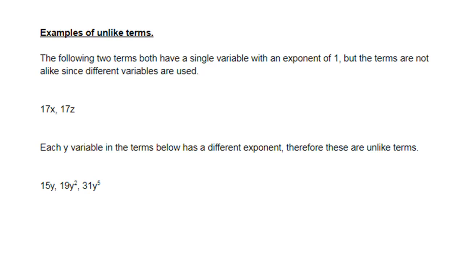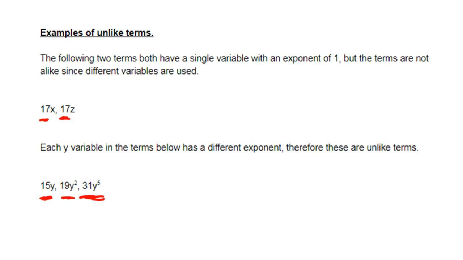Now we have some examples of unlike terms, so terms that are not like. So although 17x and 17z have that constant value of 17, they've got different variables. X is not equal to z, so they are not like terms. And now this one's probably where a little bit more of the confusion comes from. But if you think about what we said, they have to have the same variable and exponent. So 31y to the 5th is not a like term with 19y squared, which is not a like term to 15y. They all have different exponents. 15y has an exponent of 1, 19y squared has an exponent of 2, and 31y to the 5th has an exponent of 5.